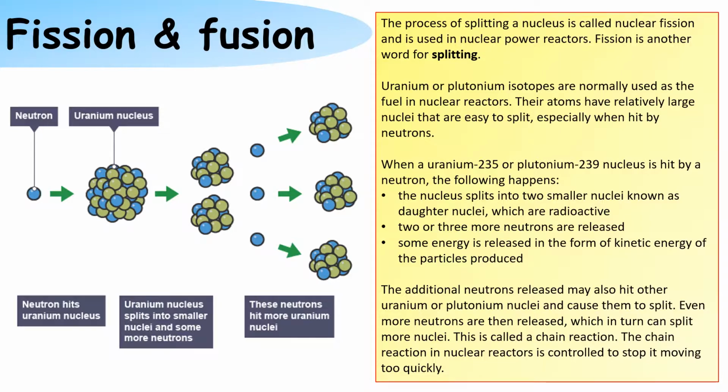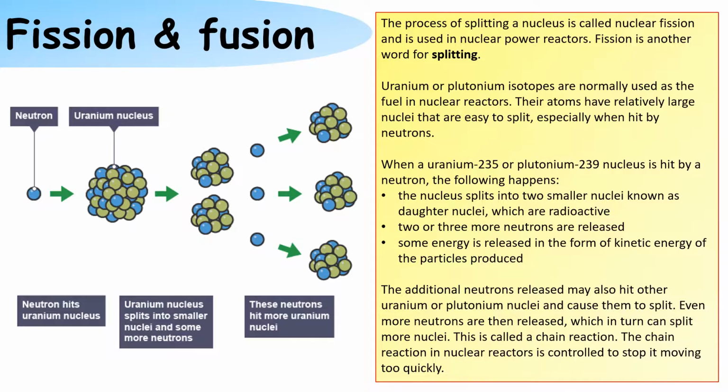When a uranium-235 or a plutonium-239 nucleus is hit by a neutron, the following happens. The nucleus splits into two smaller nuclei known as daughter nuclei, which are radioactive. 2 or 3 more neutrons are released. Some energy is released in the form of kinetic energy of the particles produced. This then produces heat. The additional neutrons released may also hit uranium or plutonium nuclei and cause them to split.